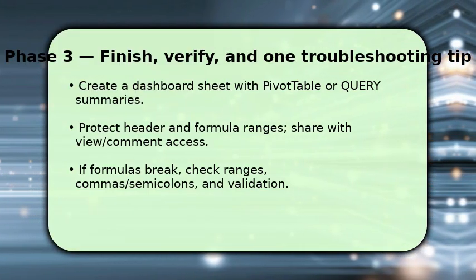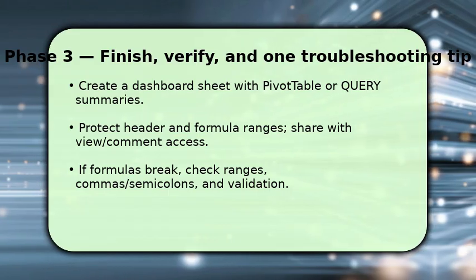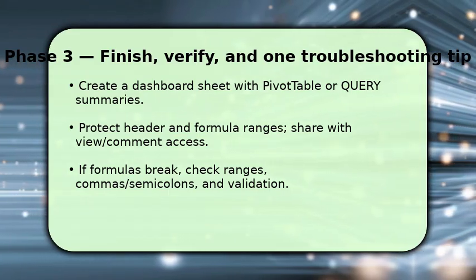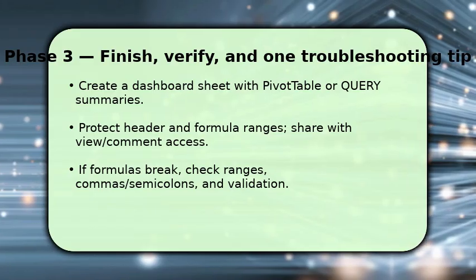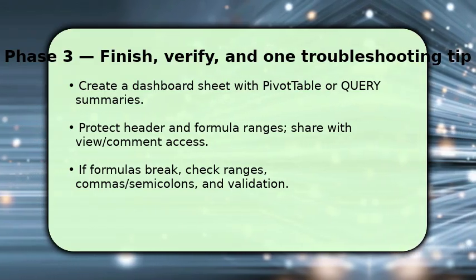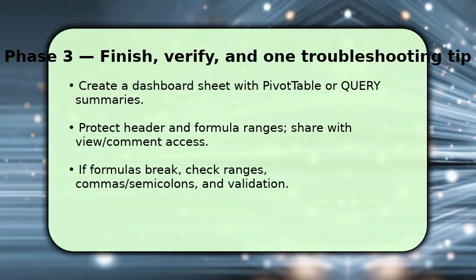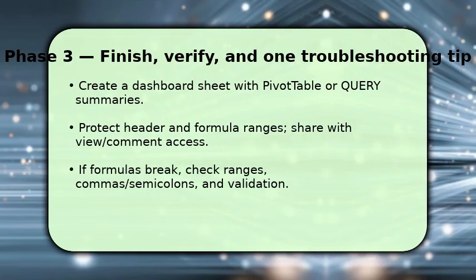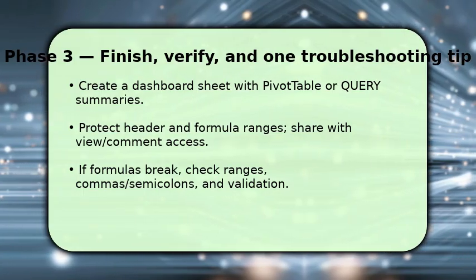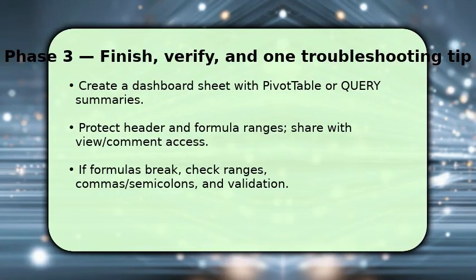Protect header rows and formula ranges to prevent accidental edits, and set sharing permissions for collaborators with view or comment access. If something goes wrong, check your ranges, ensure your formulas use the correct punctuation and regional separators, and confirm data validation lists match entries.